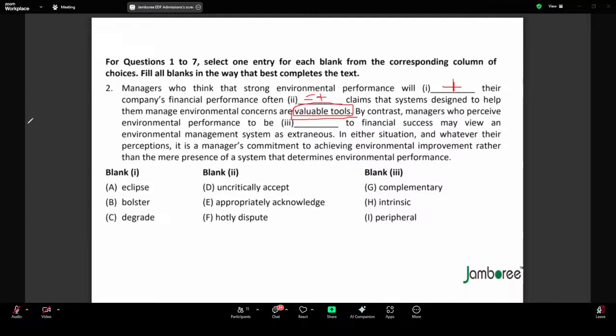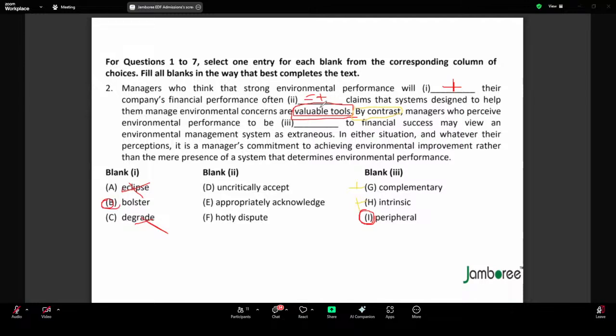Okay, by contrast. So now we have the contrast. That means this one has to be negative. Those who perceive performance to be negative. Complementary is useful, something that complements you, something that adds on to something. So intrinsic is positive, positive. So this cannot be correct. That means this one has to be correct. Peripheral is unimportant. Uncritically: the first one is positive, bolster. Bolster is only positive, so this one remains.